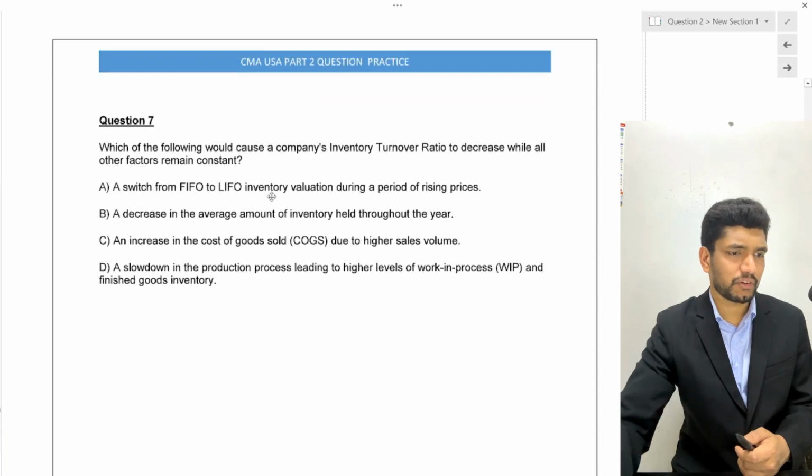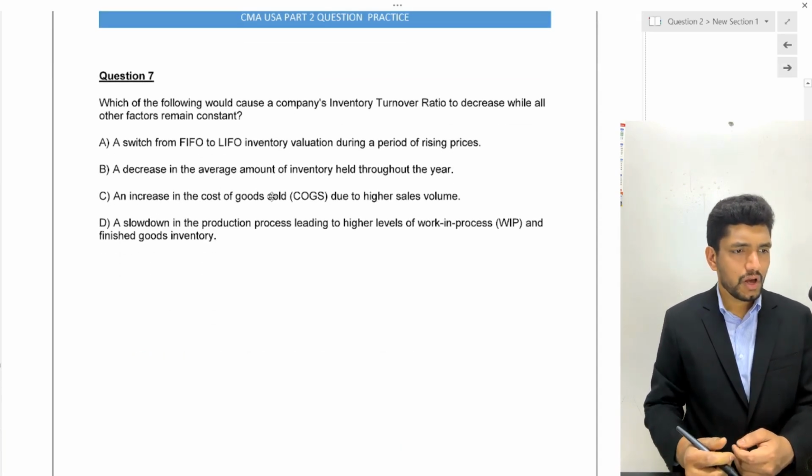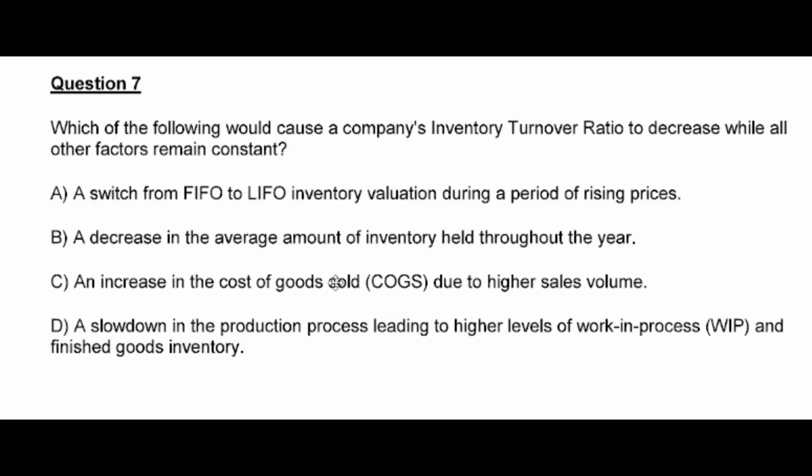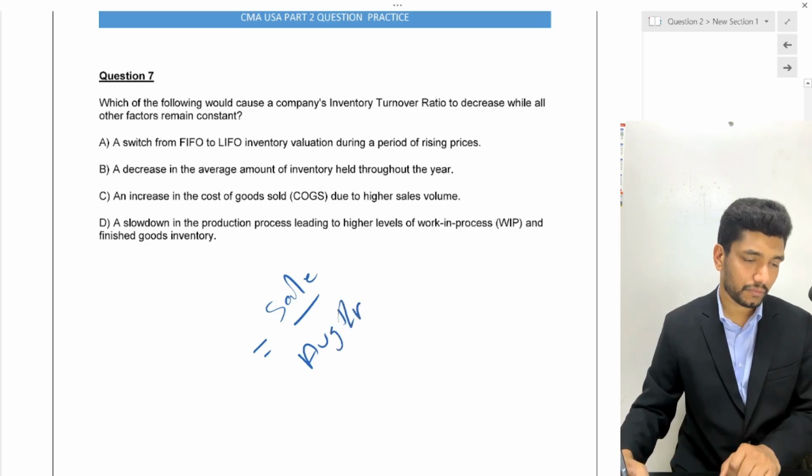So let's move to question number 7. Which of the following would cause a company's inventory turnover ratio to decrease while all other factors remain constant? So here, in which situation will the company's inventory turnover ratio decrease? This is the problem. Before reading the options, you can just write the formula for inventory turnover ratio, that is sales divided by average inventory.